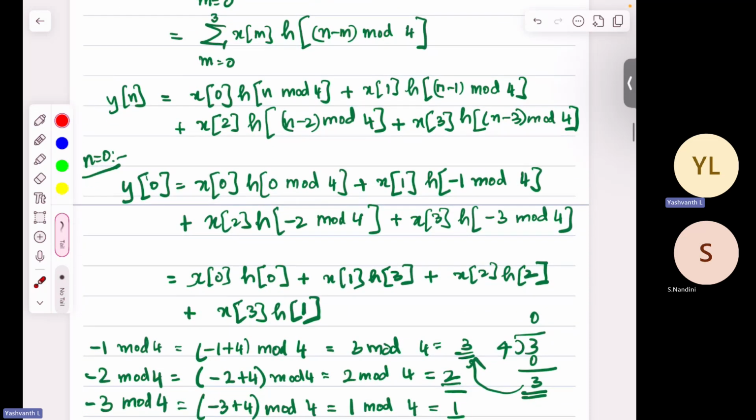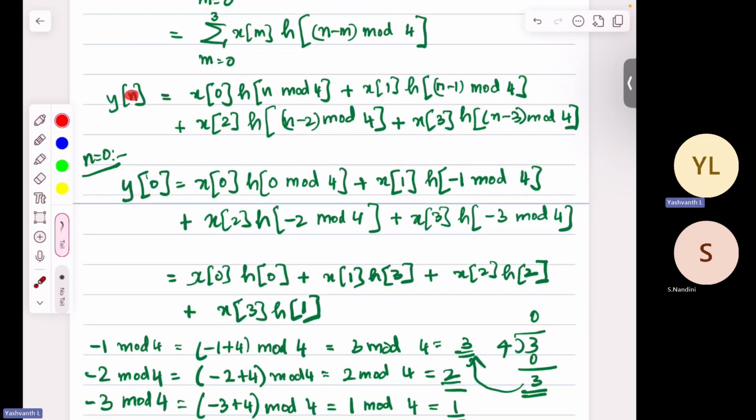Okay, therefore, now let's compute at n equal to 0. Put n equal to 0 here, here, here, and here. Then what you get is x of 0 into h of 0 mod 4 plus x of 1 into h of minus 1 mod 4 plus x of 2 into h of minus 2 mod 4 plus x of 3 into h of minus 3 mod 4.